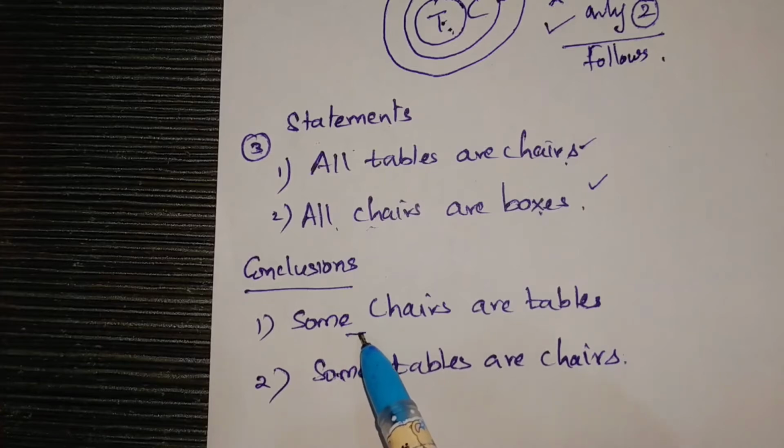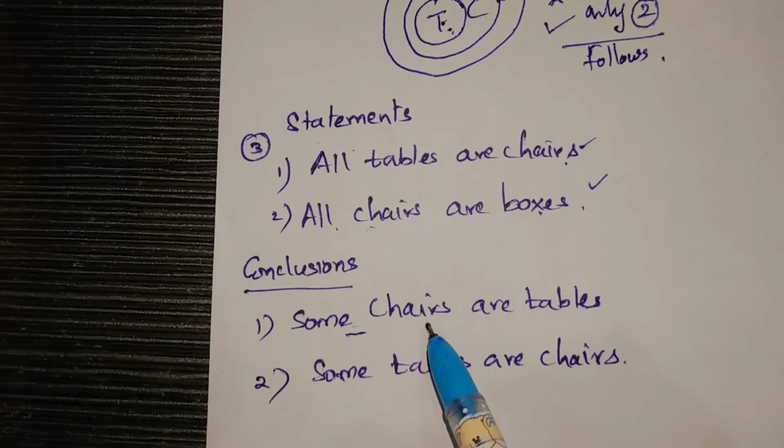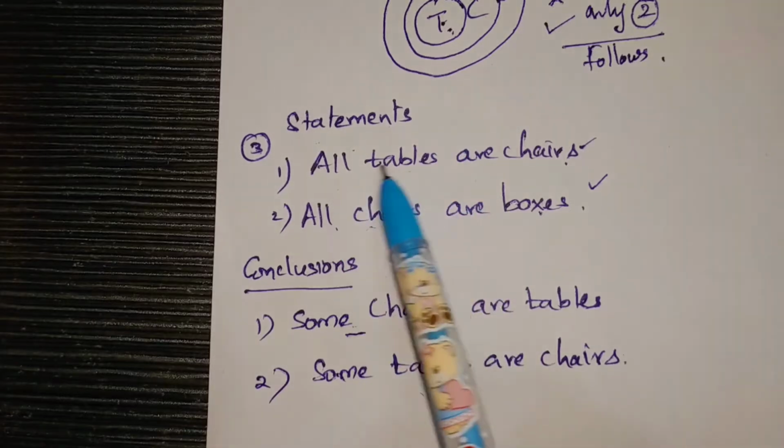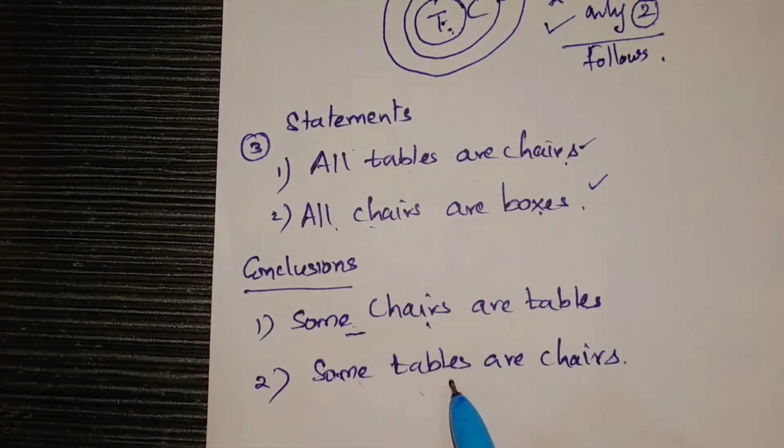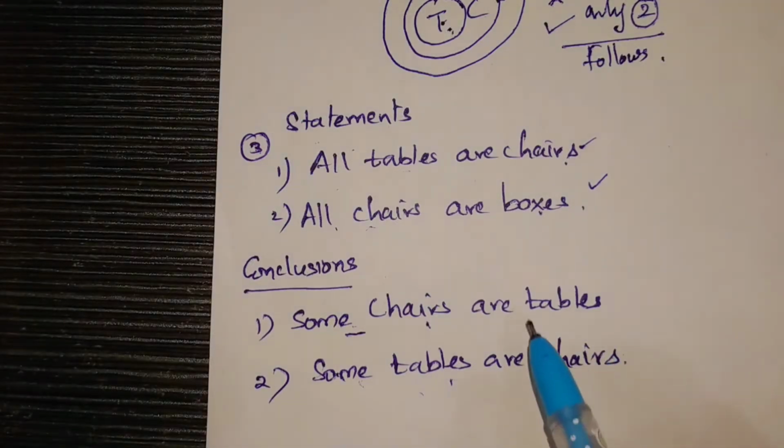Some chairs are tables. So when all chairs, some chairs follows. Next, some tables are chairs. All tables, some tables are chairs. So all tables are chairs. All the chairs are boxes. Some chairs are tables. Some tables are chairs. So both follow actually.